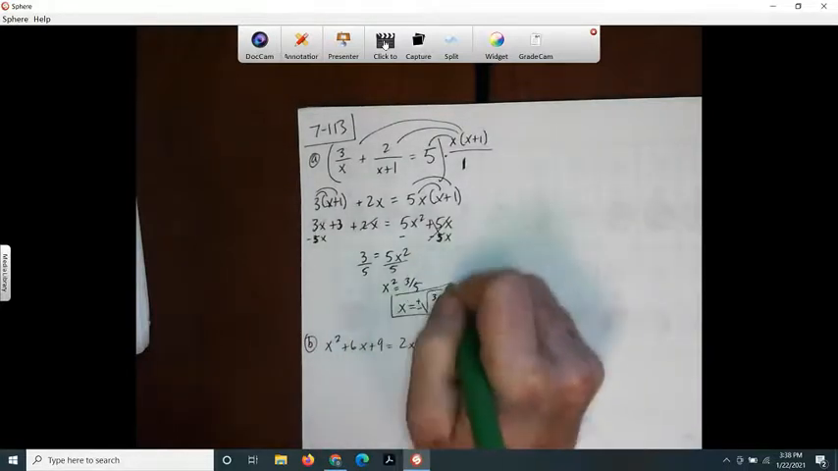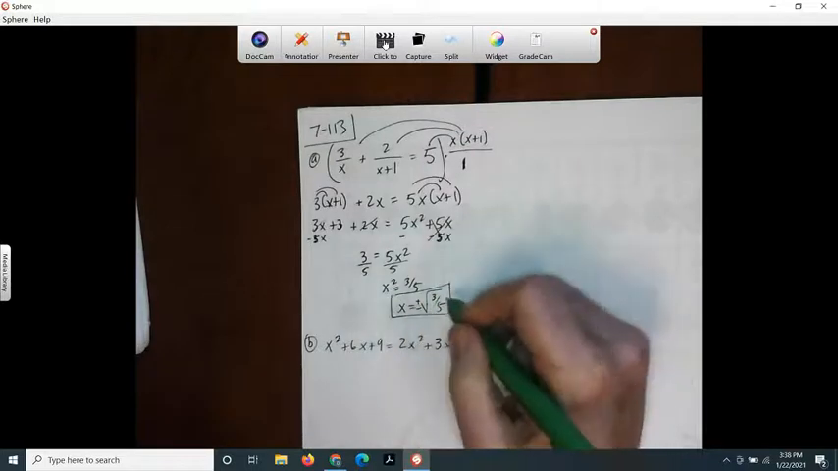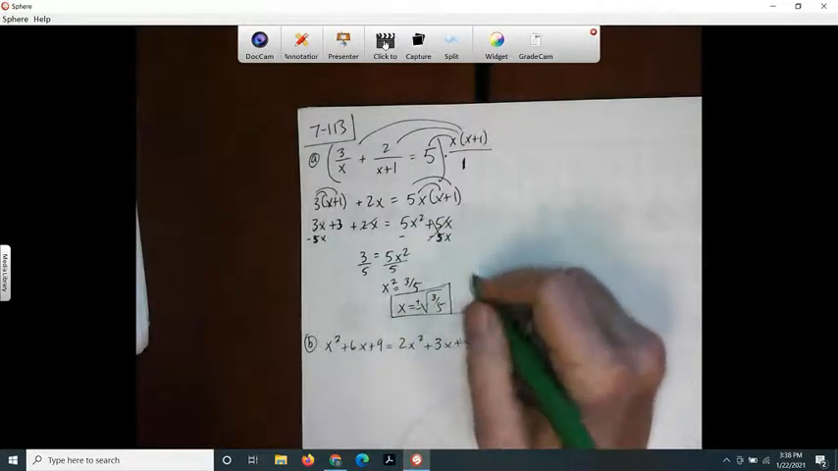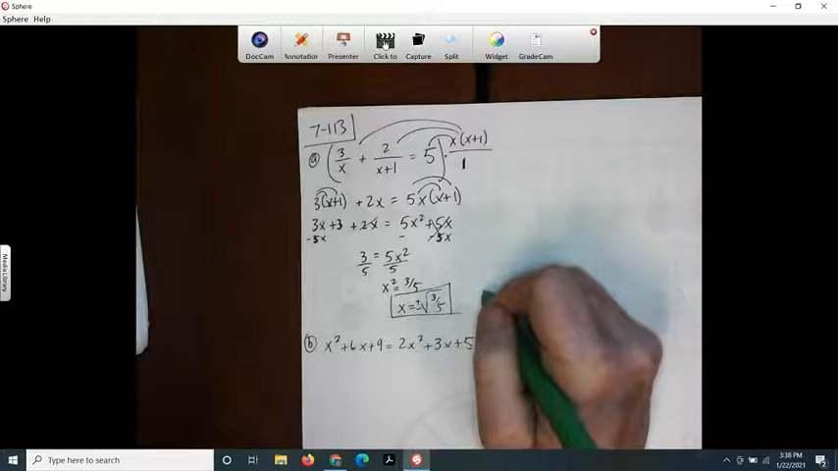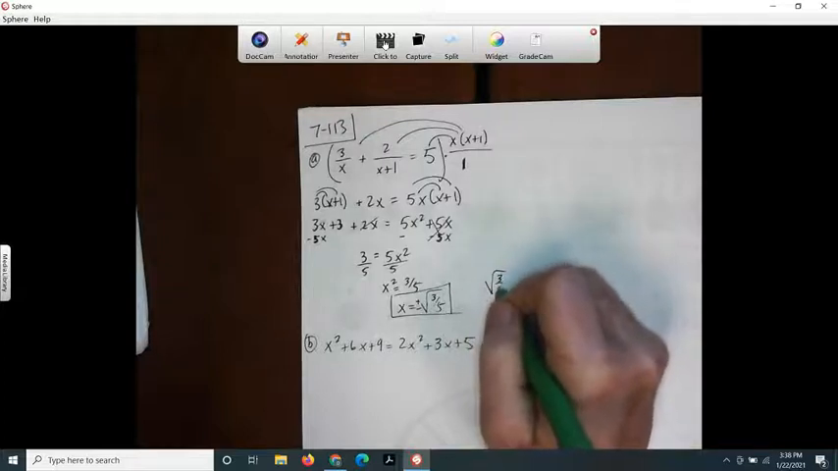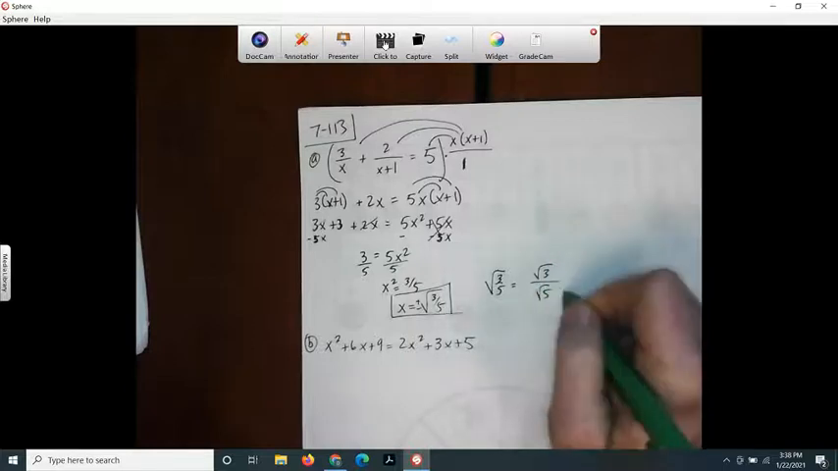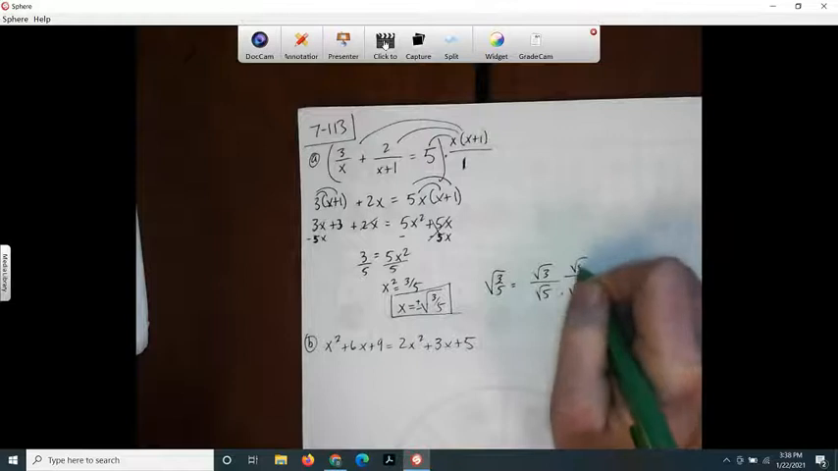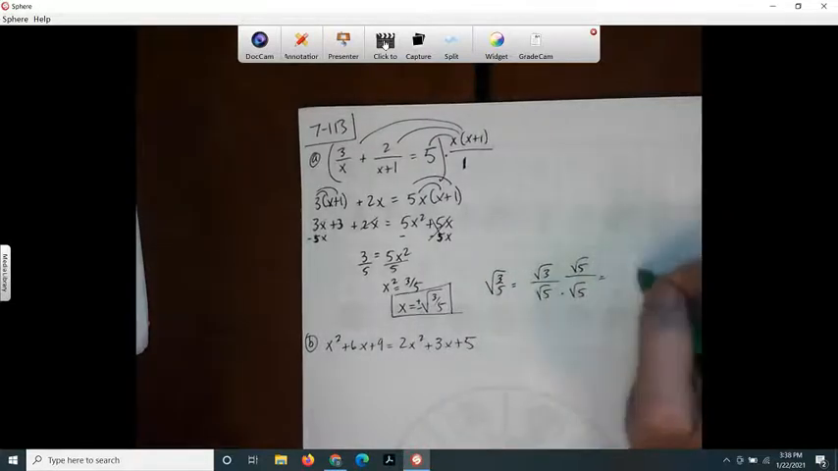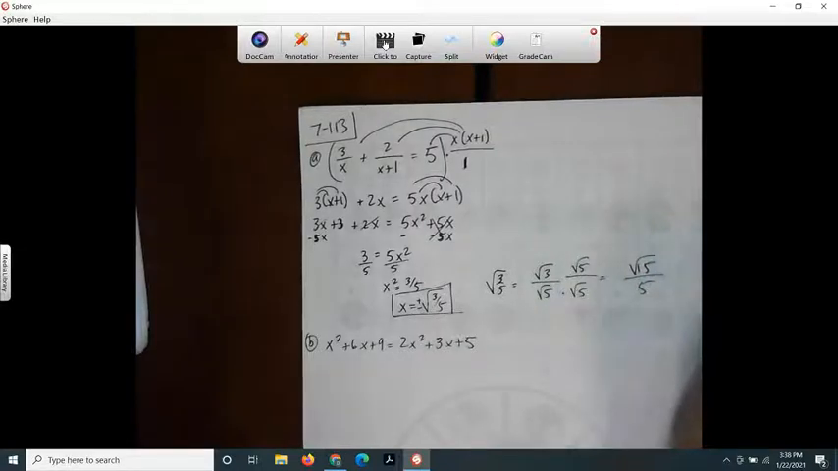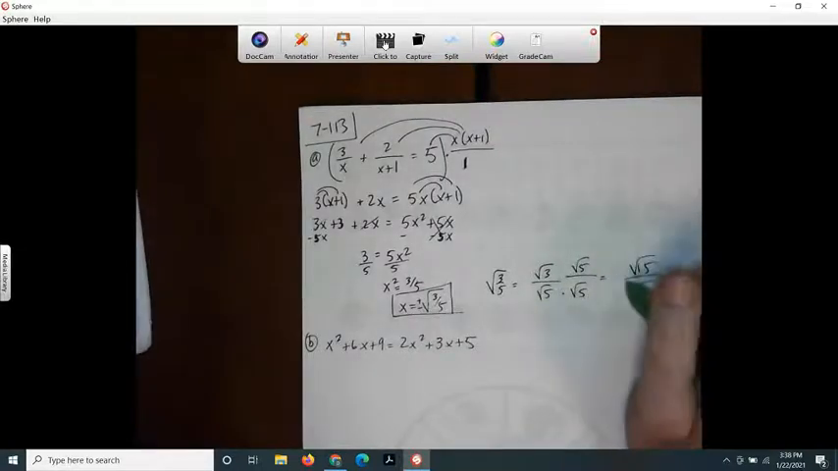You can leave it like that, or I noticed that your answer key, they rationalized it. So if I did have square root of 3/5, you can write that as square root of 3 over square root of 5, and then you can rationalize it by multiplying the top and bottom by root 5, and that would give you root 15 over 5. So your answer book shows it like this, and it is proper to rationalize stuff.